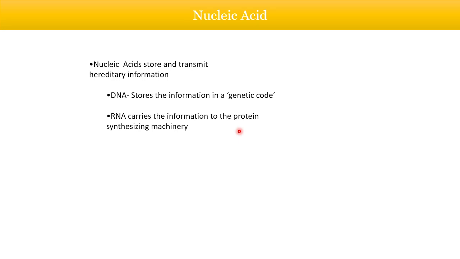So there are different types of RNAs that exist. You have the mRNA, you have the tRNA, and you have the rRNA. The highest percentage of RNA is mostly made up of the ribosomal RNA or the rRNA. Okay, so the mRNA is mostly responsible for carrying the information to the protein synthesizing machinery.